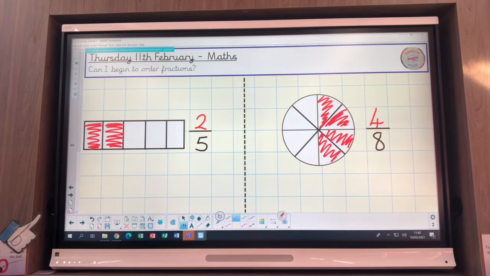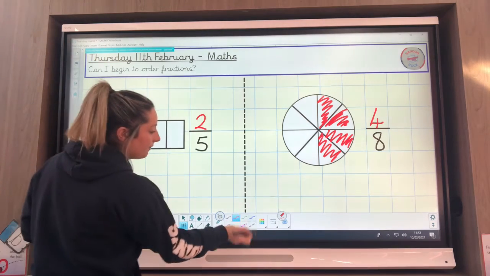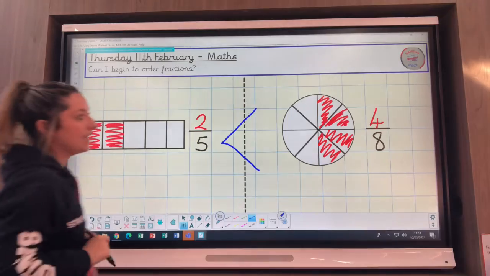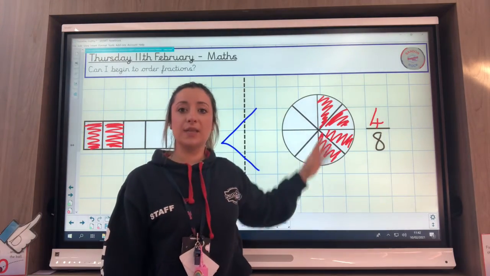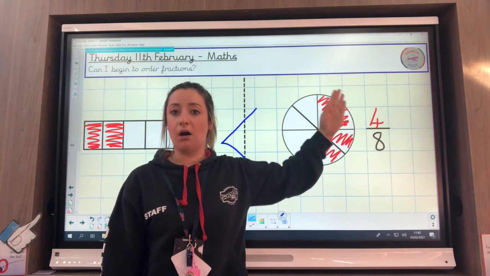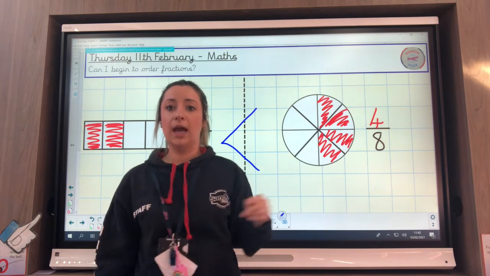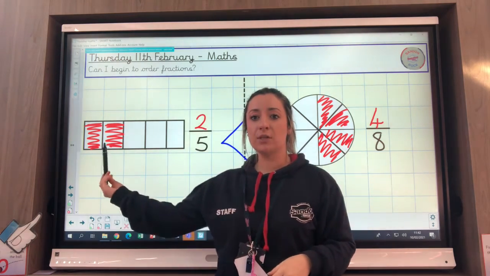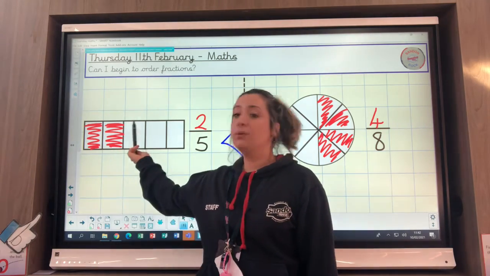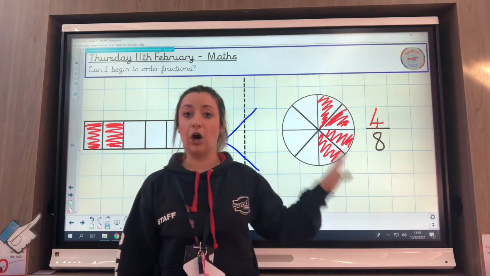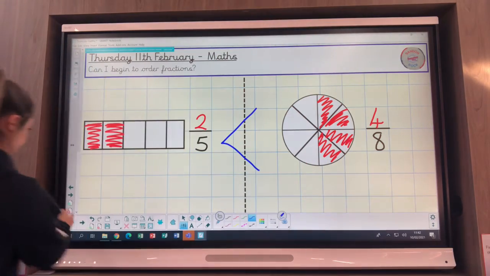Okay, so hopefully you would have noticed that our bigger fraction is actually this one here. Because you can see that actually 4/8 is also the same as shading 1/2 of the full whole. And you can see here for 2/5 we haven't shaded half. We are still below the halfway point. So this is going to be the larger fraction. Okay?